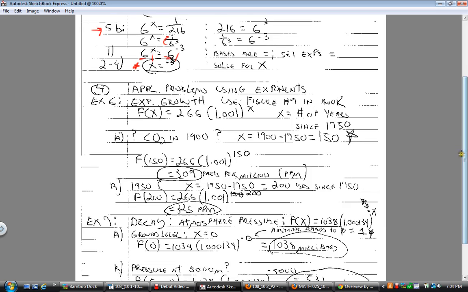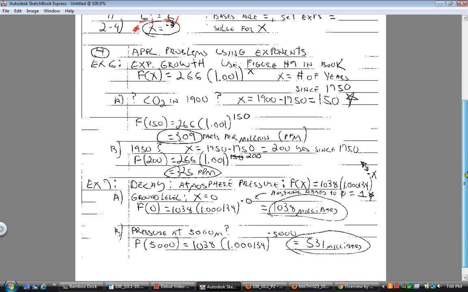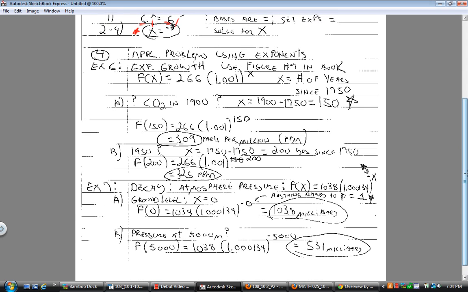Okay, that takes us down to objective 4 here. We're going to wrap up this section. And objective 4 is going to be a few application problems working with growth and decay of exponential functions.